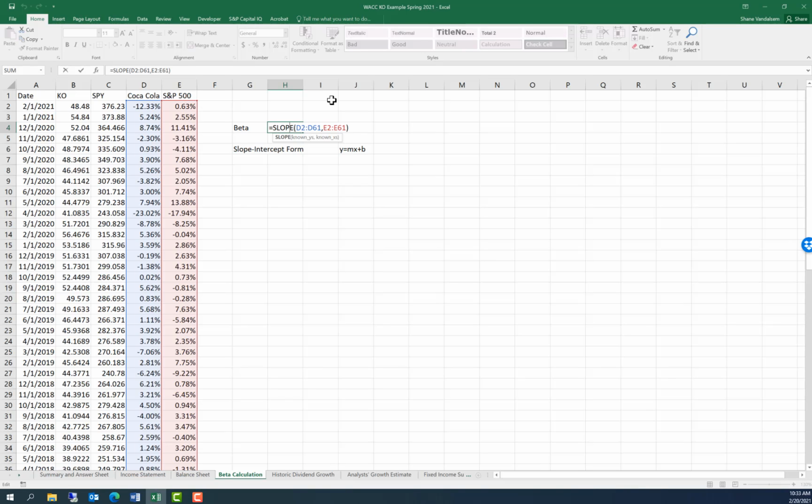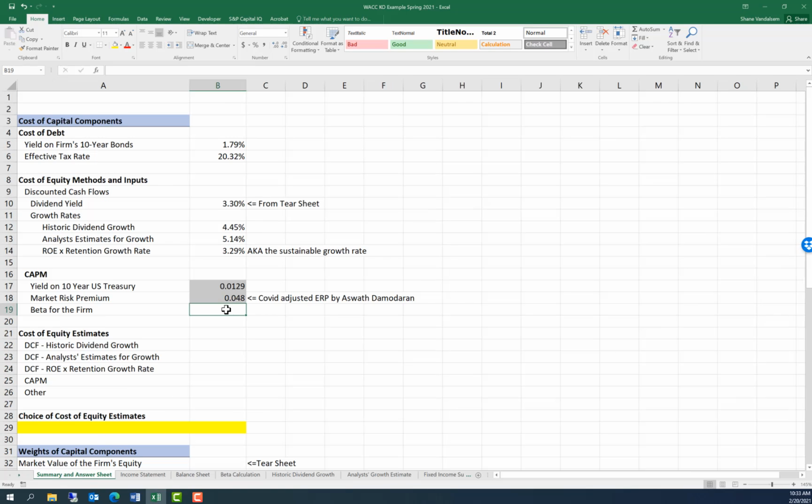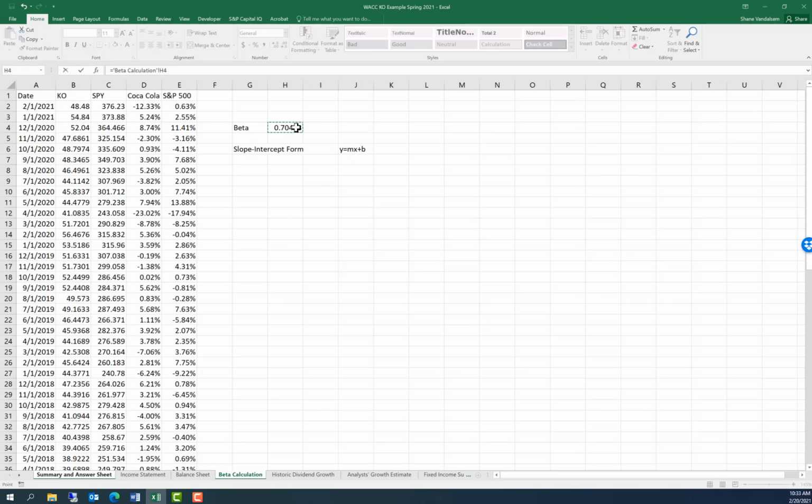All right. So now that I've calculated that, I'm going to go back to my summary page. I'm going to put equals and go to my beta calculation and highlight the beta.